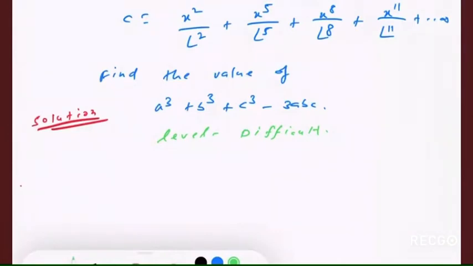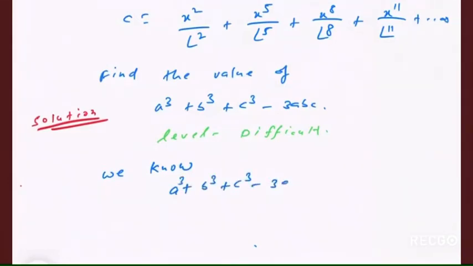Let us see, there must be some other way. We know that if we factorize a cube plus b cube plus c cube minus 3abc using the complex cube root of unity omega, this is equal to (a plus b plus c) into (a plus b omega plus c omega square) into (a plus b omega square plus c omega).